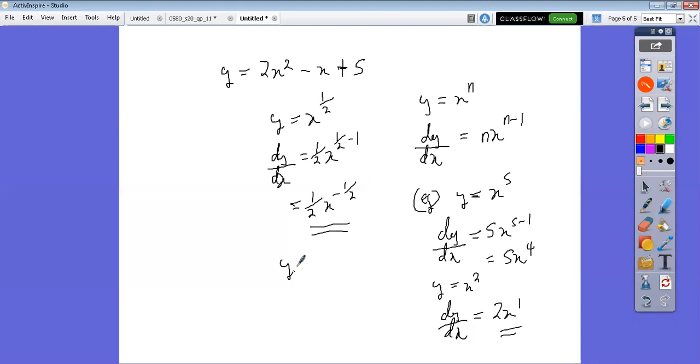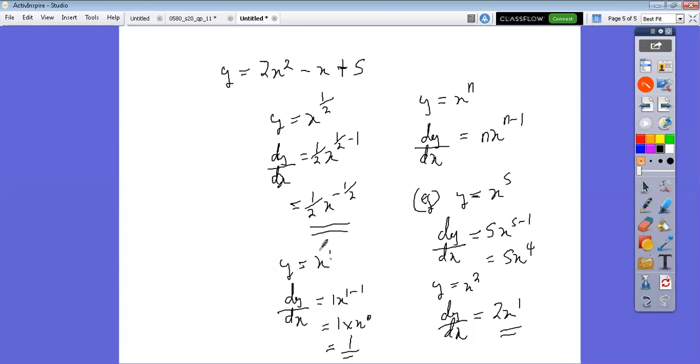If I have y is equal to x, dy over dx is equal to... remember, x is as good as x over 1. So it's simply 1 times x to the power of 1 minus 1, which is simply equal to 1 multiplied by x to the power of 0. Anything to the power of 0 is 1. So if I differentiate this, I simply get 1.